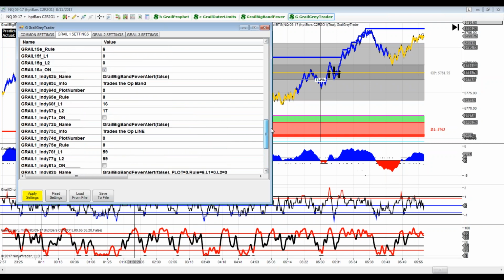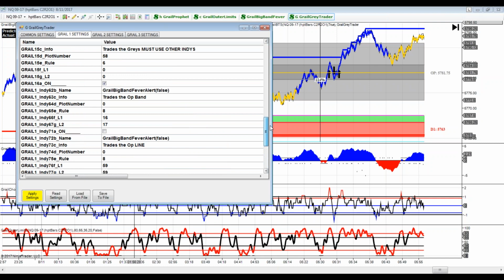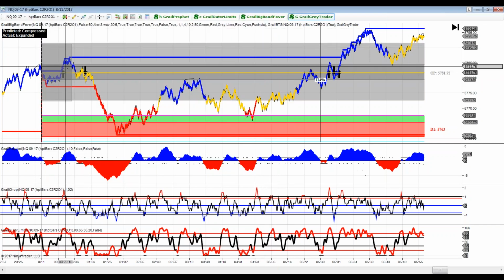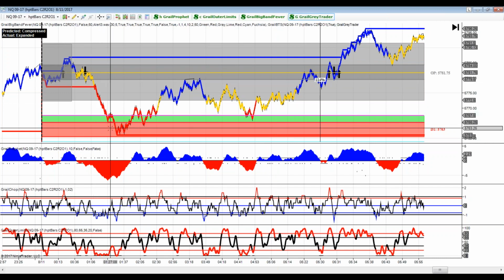Okay, unlike the Grail Big Band Trader, where you can have multiple boxes checked, if you're coming to trade the OP levels, you need to select one of them. If you were to have two of these and click apply and reload, you would not get any trade signals. Try that for yourself just to test it, okay? But in this particular case, it's trading the OP band, breaking above and below. So those are the simple trade setups: above the OP band long, below the OP band short.